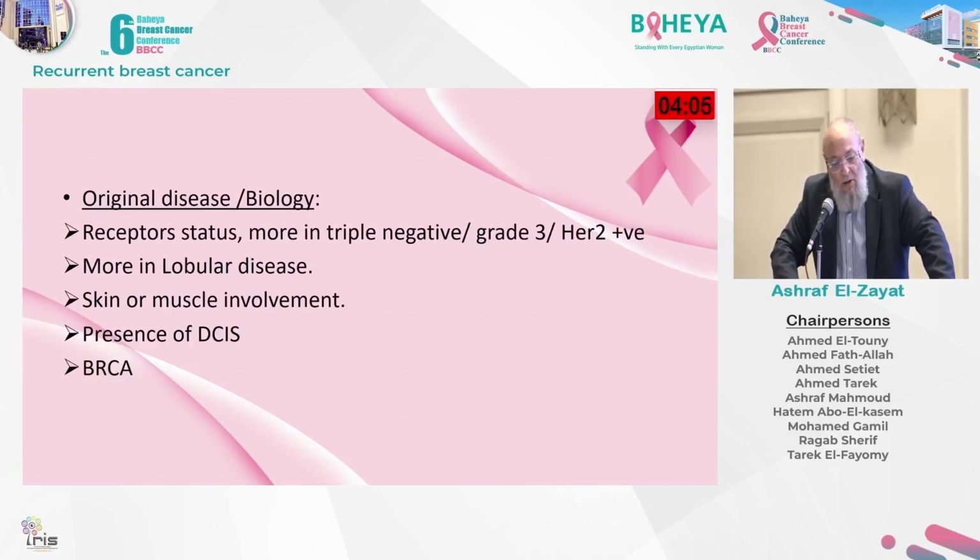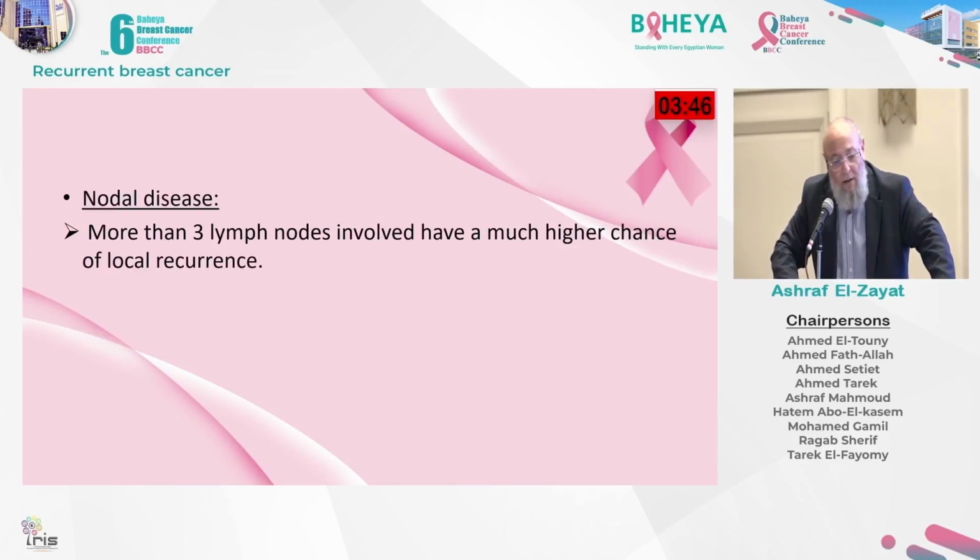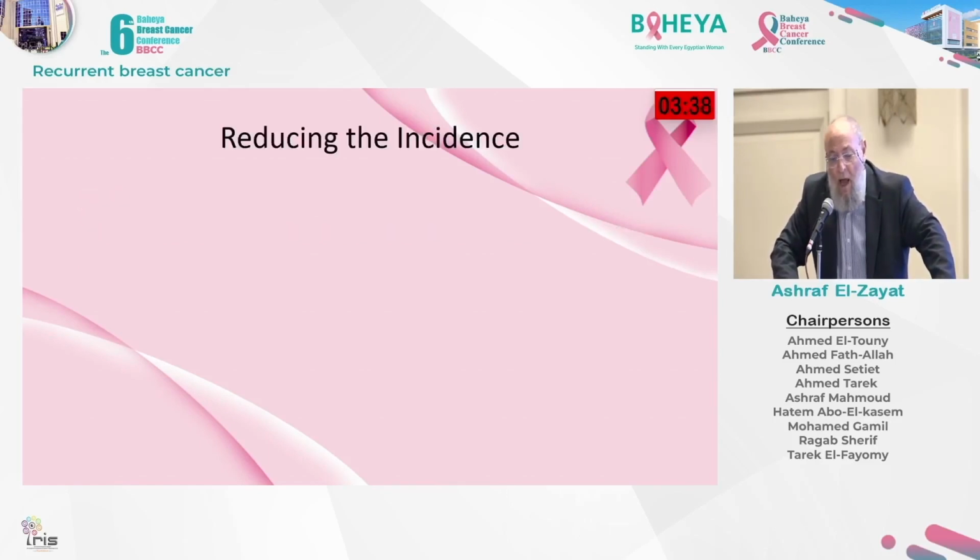Original disease biology, receptor status, more so in triple negative, grade 3, HER2 positive disease, more in lobular carcinoma, skin or muscle involvement could always carry a risk of higher recurrences, presence of DCIS with the invasive disease and the BRCA diseases. The nodal disease, more than 3 lymph nodes, always has a higher risk of local recurrence or systemic recurrences. How do we reduce this incidence?